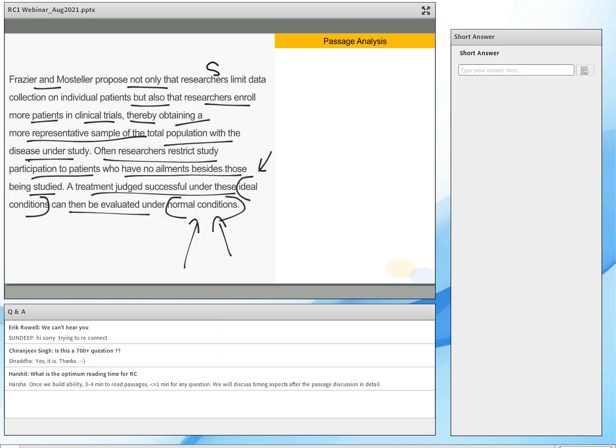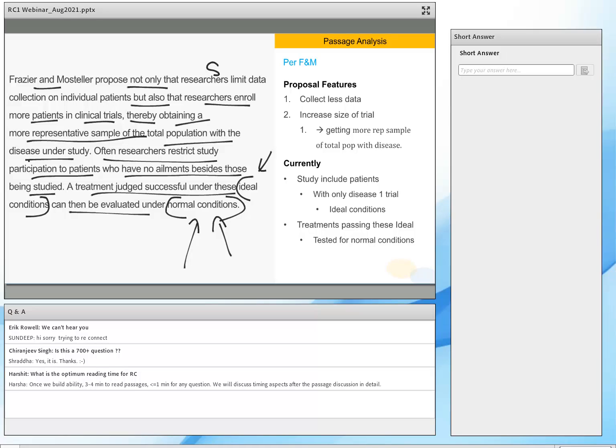So the sample that you will get will be more representative, and it will prove the efficacy of the treatment done by the clinical trials. Okay, so this is the meaning of ideal conditions and normal conditions. Basically, in this paragraph we see that the second part of the proposal is being spoken about. Make it larger. Why make it larger? The positive of that is given. Then the author sets more context for us by saying that right now the way it is done, it is really limited because only those people are taken into consideration who have only that disease.